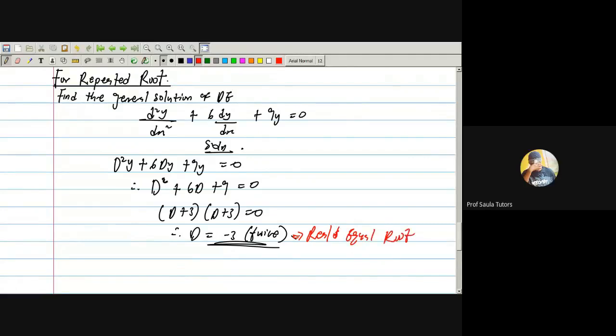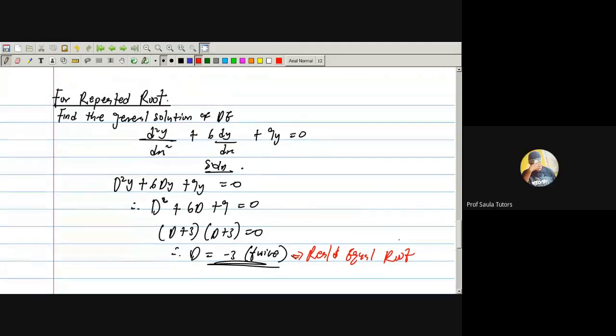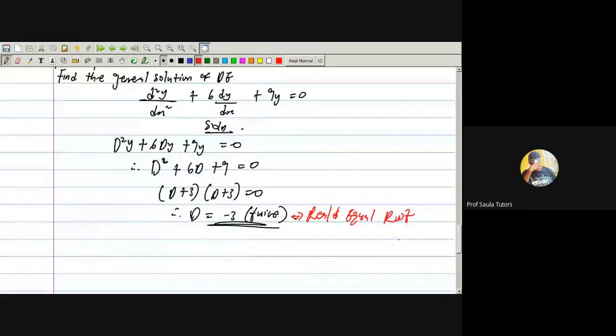Real and repeated roots, or real and equal roots. That "real" must be there because minus 3 is a real number, because there's a case for complex numbers too. Now, see what we have here: real and equal roots. So how do we solve for real and equal roots?